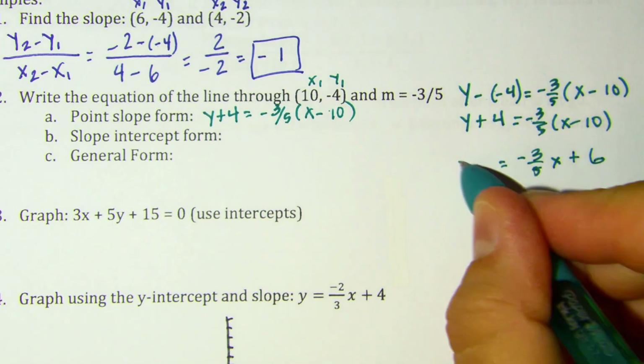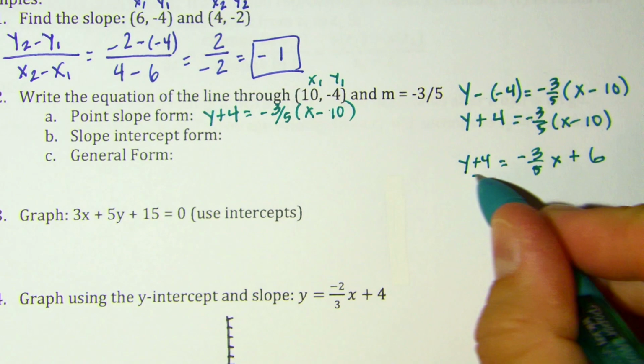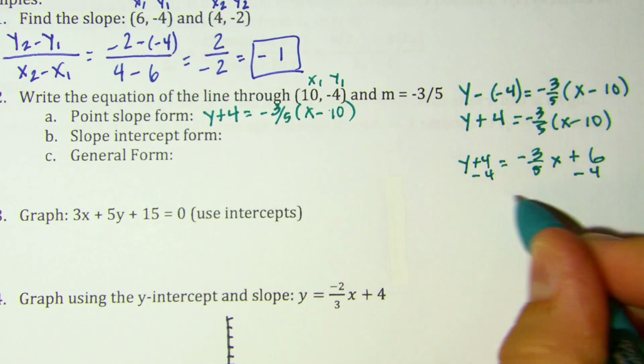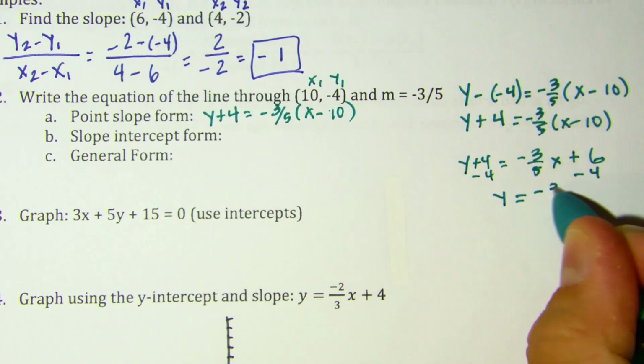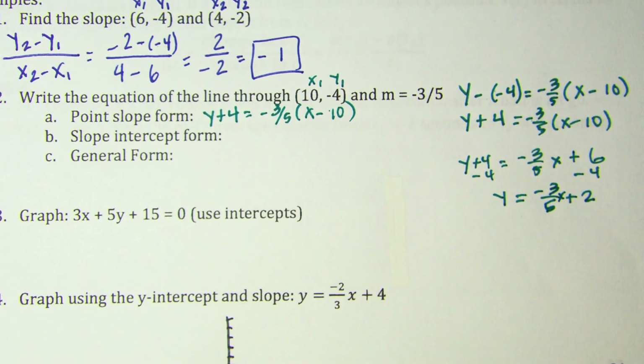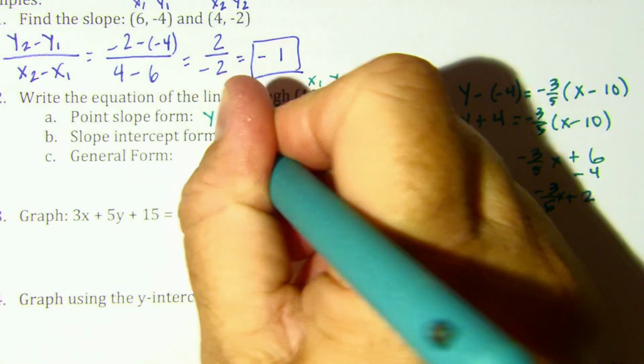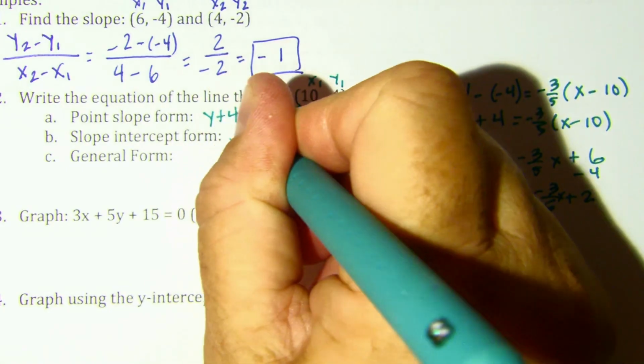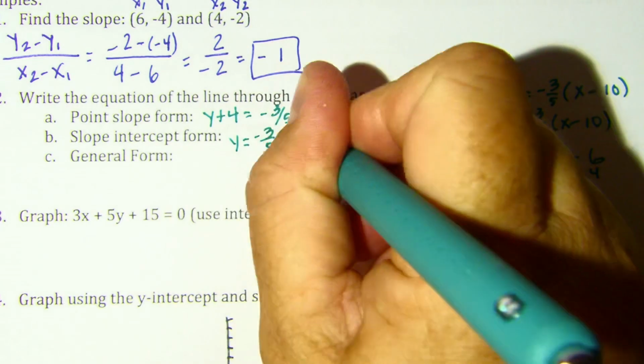And on the left-hand side, we still have y plus 4. And all I need to do is subtract the 4. So that is slope-intercept form. We can go ahead and write that over here. Y equals negative 3/5 x plus 2.